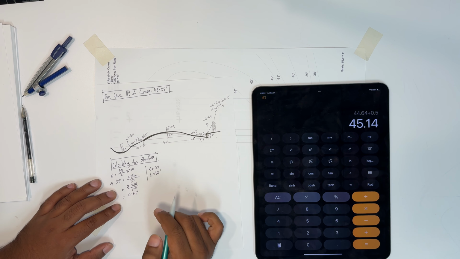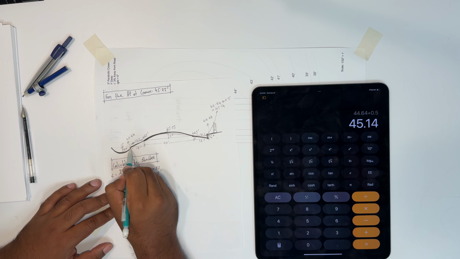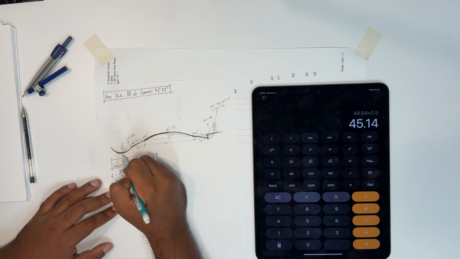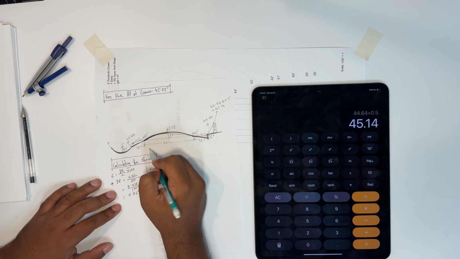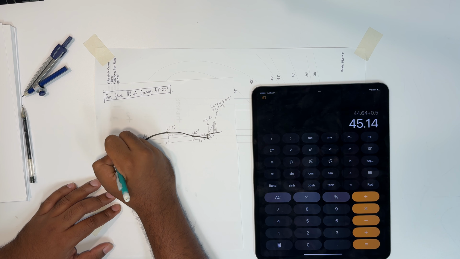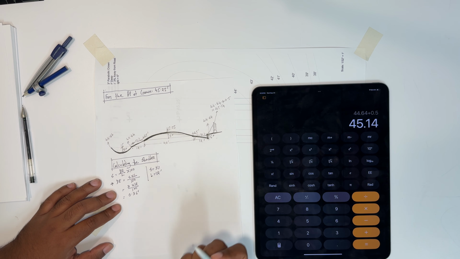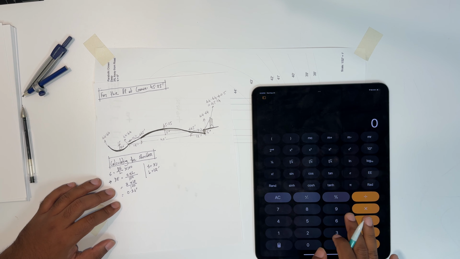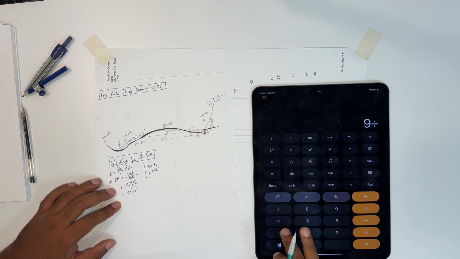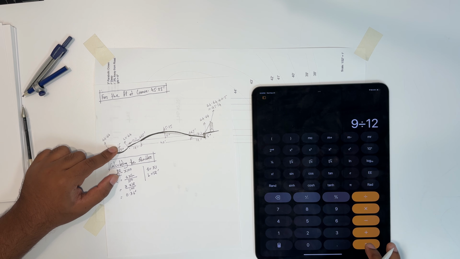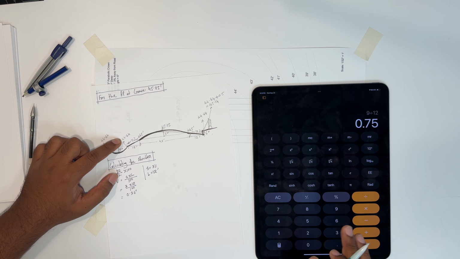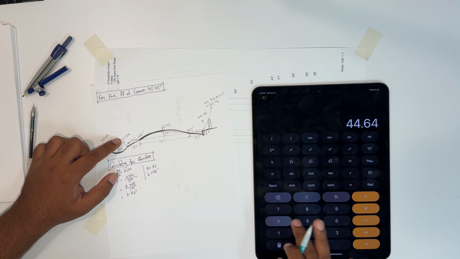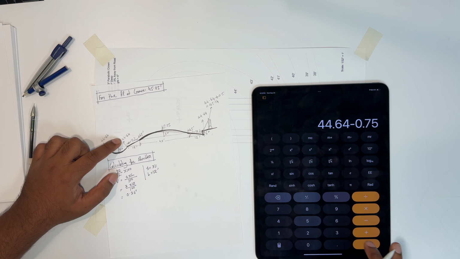That's awesome. Now, what's 9 inches down? We don't know that. So let's try to calculate for that. This will again be 44.64. That's fine. But what's this? That's a good question. So let's try 9 divided by 12, because this is 9 inches, not 9 feet. So that becomes 0.75. And now let's do 44.64 minus that. 44.64 minus 0.75 becomes 43.89.